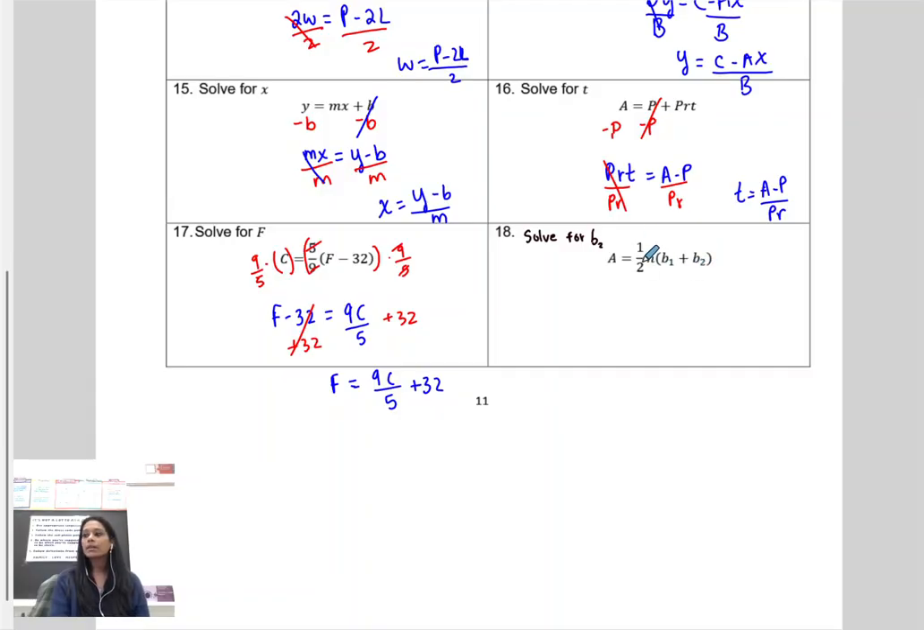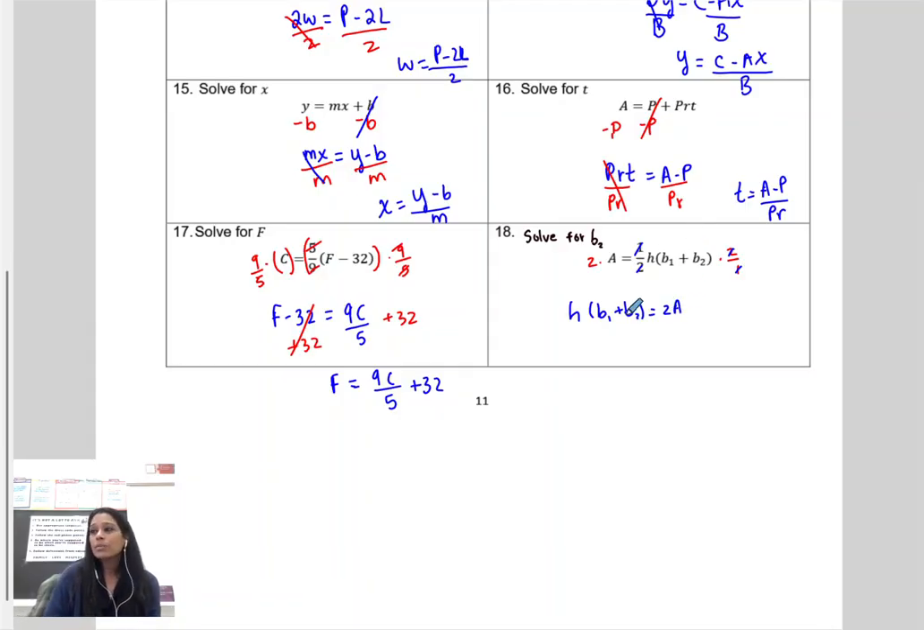All right, so I'm going to go ahead and get rid of the fraction first. I'm going to multiply both sides by 2 over 1, the reciprocal, which is just 2. So that gets rid of the fraction. So I'm going to bring this part down. H times B1 plus B2 equals 2a.